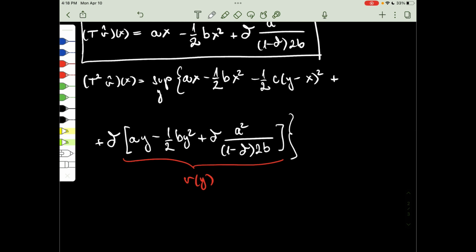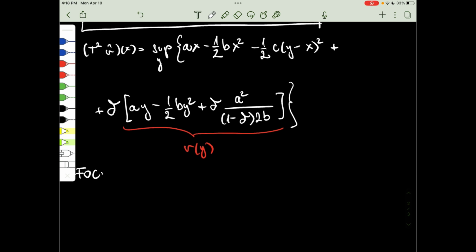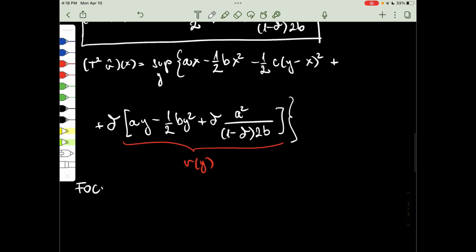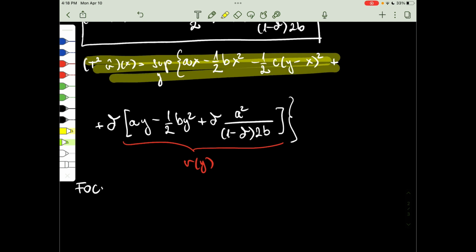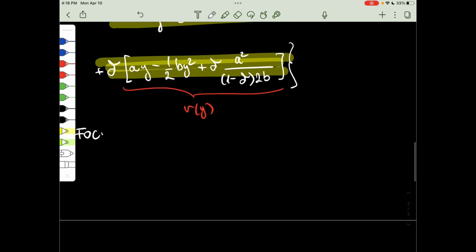So again, we need the first order condition with respect to y, the control or decision variable. So we need to differentiate this expression with respect to y, and this is what we have.